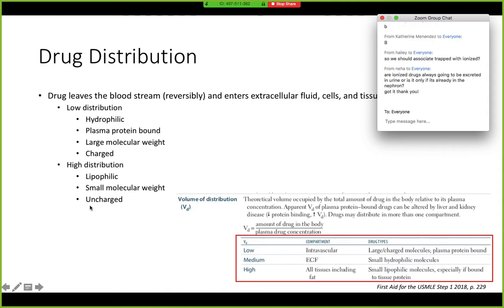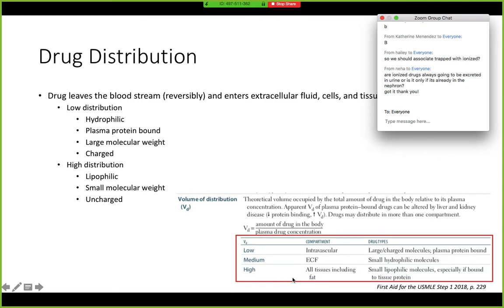Okay, so anything that's highly distributed is going to be uncharged with small molecular weight, and it's going to be lipophilic or hydrophobic, meaning it doesn't want to stay in the blood, so it wants to get out into the body. So all of this is consistent over here. So low distribution is intravascular. Those are large charged molecules which aren't crossing the membrane, or plasma protein bound, staying in the blood.